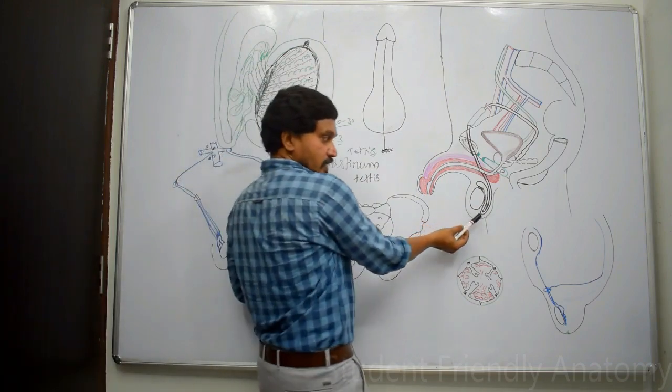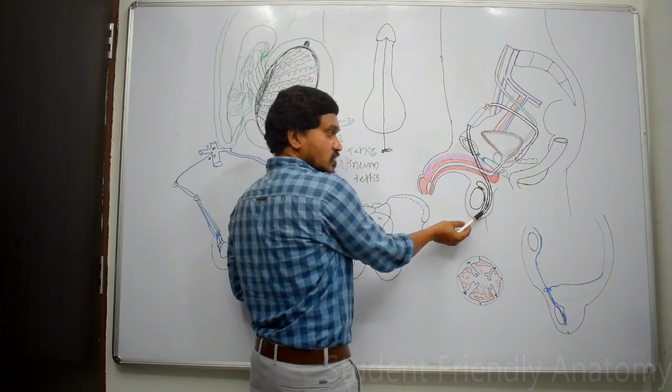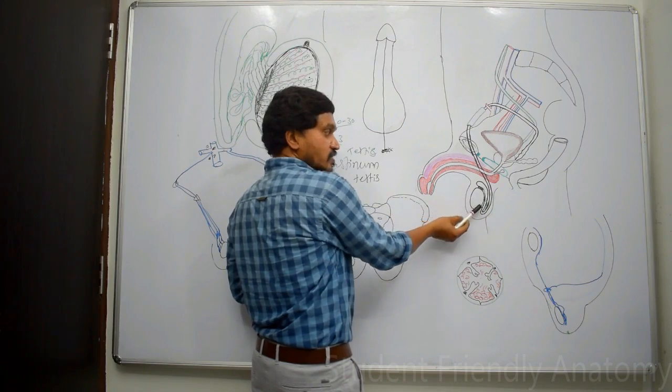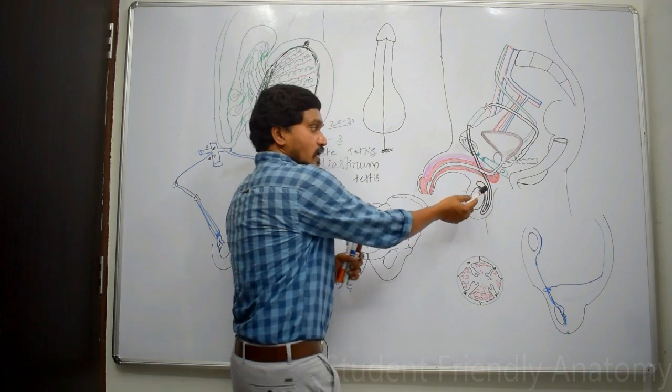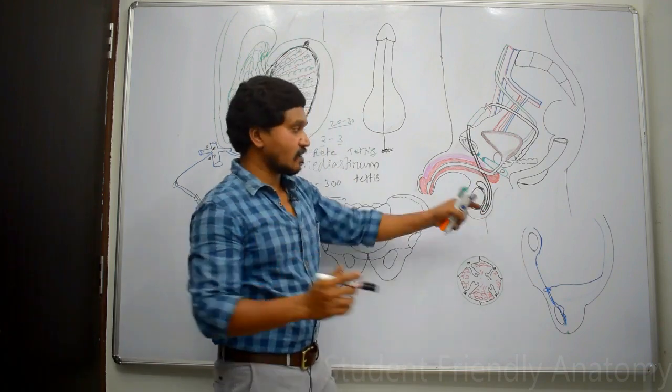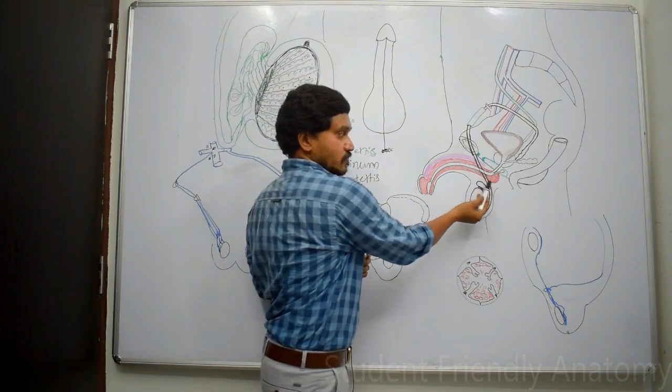See here, it begins at the lower pole of the testis as a continuation of the tail of the epididymis. Then it ascends upwards behind the testis and medial to the epididymis. Then it ascends upwards and reaches the spermatic cord. This is the site of vasectomy operation. That means here only vasectomy will be done.